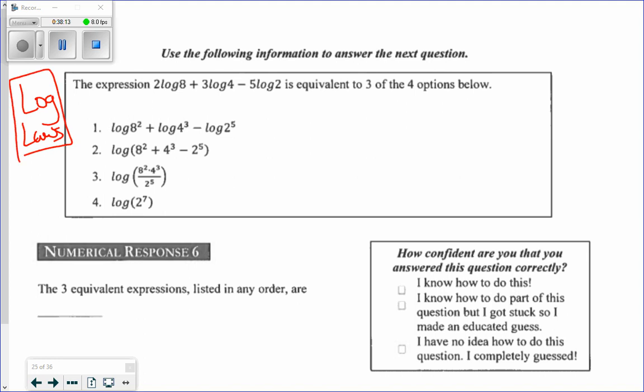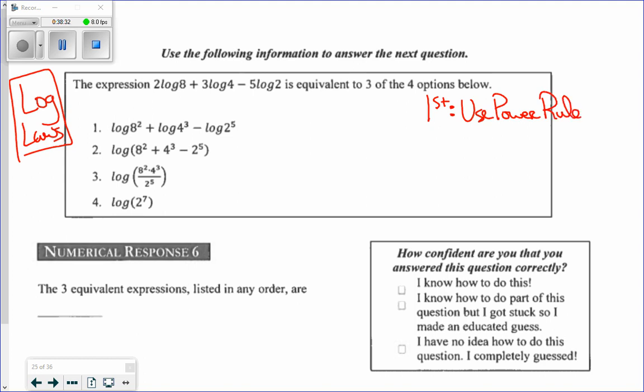So on your formula sheet is all of the log laws. Okay? So you don't have to have them memorized. You just have to know how to use them. So the first thing that you have to do when you're using log laws is you have to use the power rule.